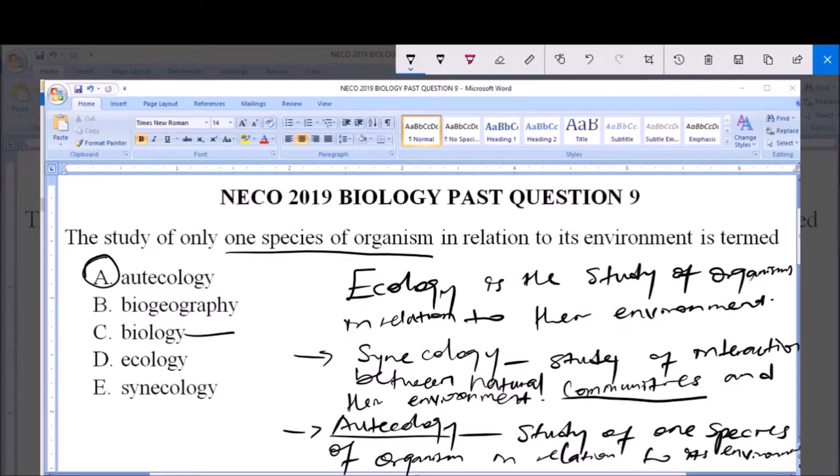Now biology here is simply the study of what? Life. The study of life is biology here. So the answer to this question is what? Option A.